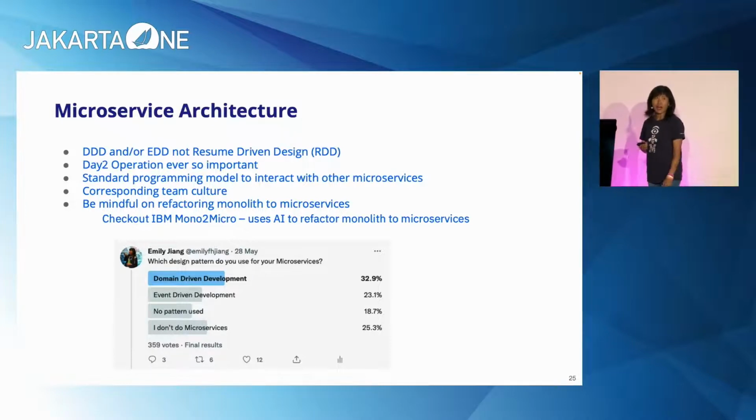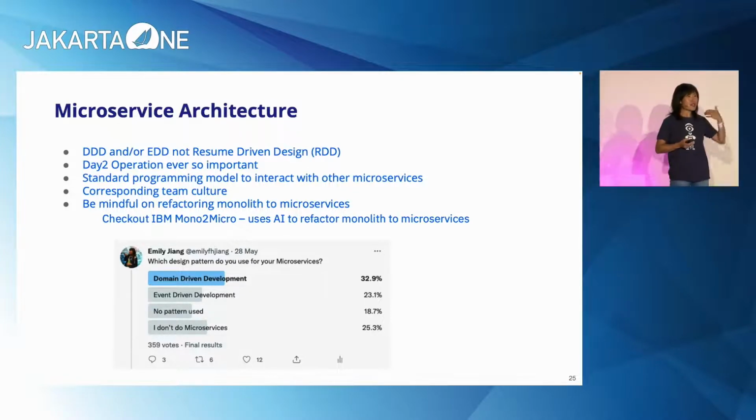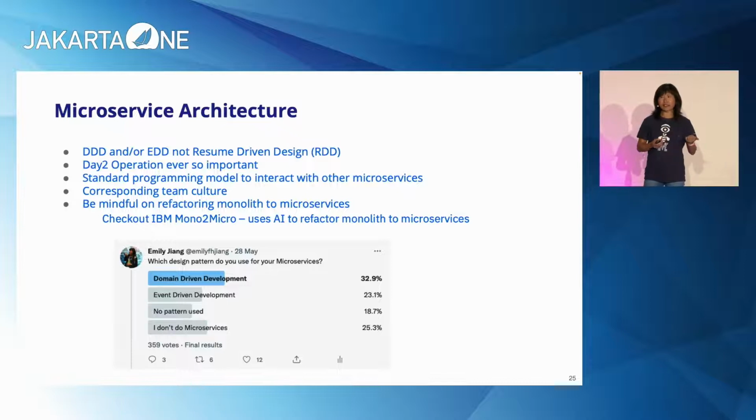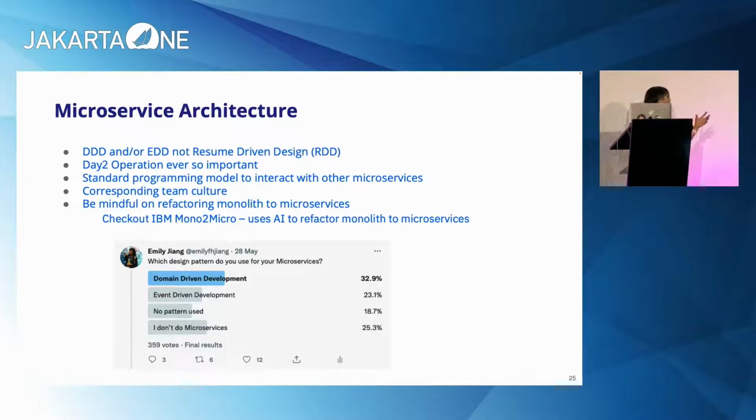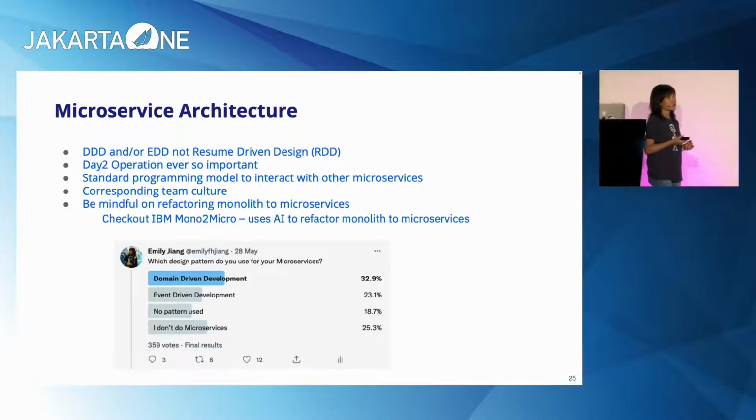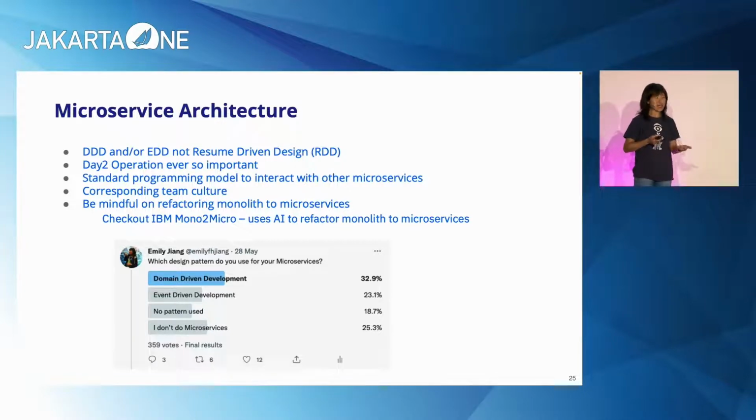And when you do microservices, obviously you will have a few microservices, and then you will deploy them to the cloud. So day two operation is very, very important. You need to have the right metrics, you need to have tracing available, and you need to be able to communicate with the cloud infrastructure. You also need to use a standard programming model so that these microservices can communicate no matter what kind of technology or runtime they use.